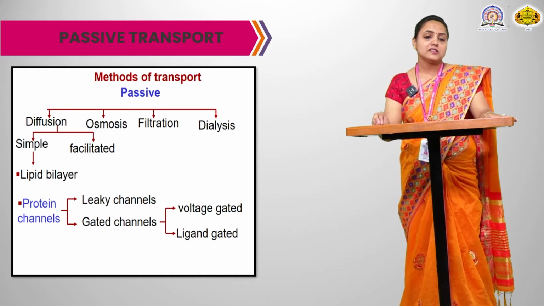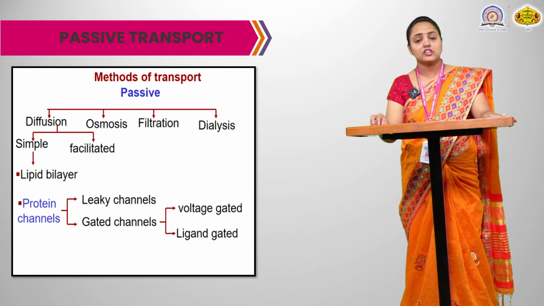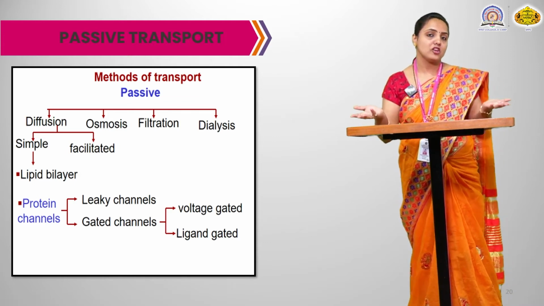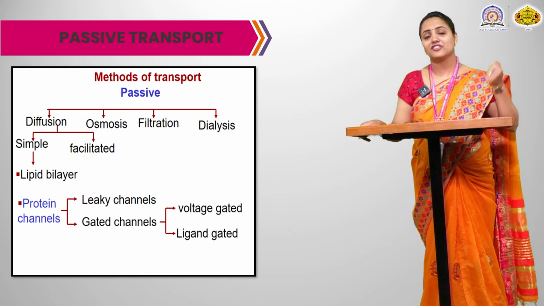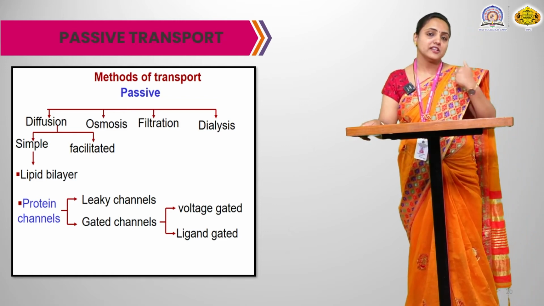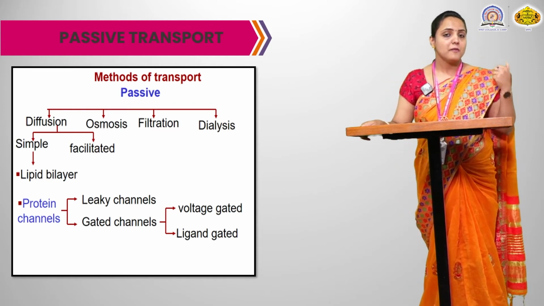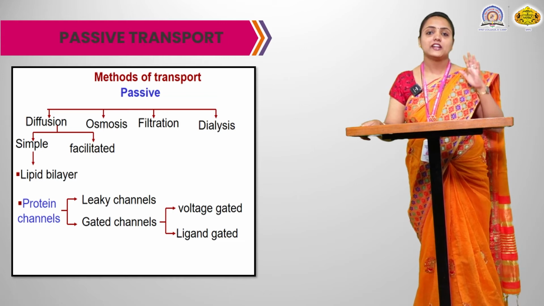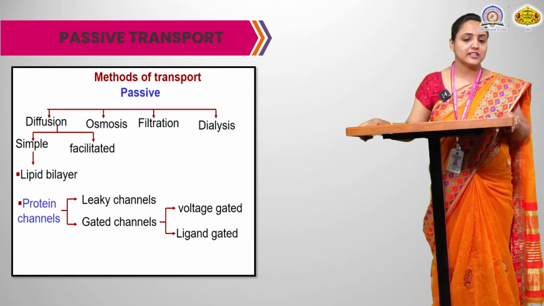In simple diffusion, there is the lipid bilayer, and protein channels are present. The protein channels may be leaky or gated. Leaky means they are always open. Gated means there is a gate. For example, with a house, if there is a gate, it opens or closes only when a person enters. But if there is no gate, the person can directly go inside and come out. So here also, the same: leaky and gated channels.